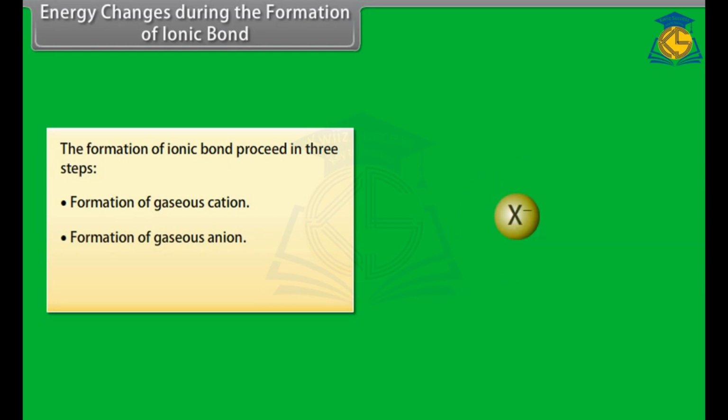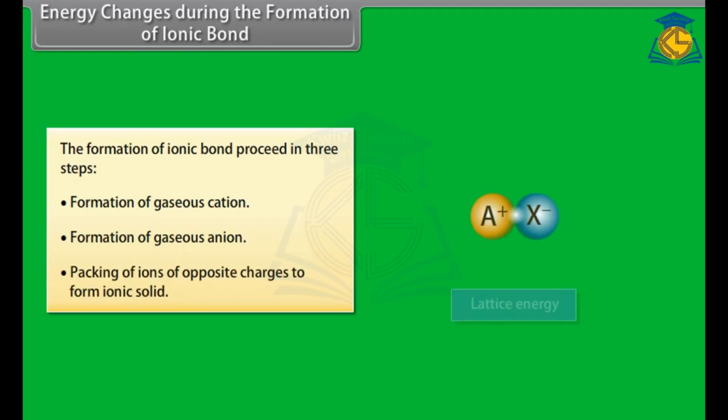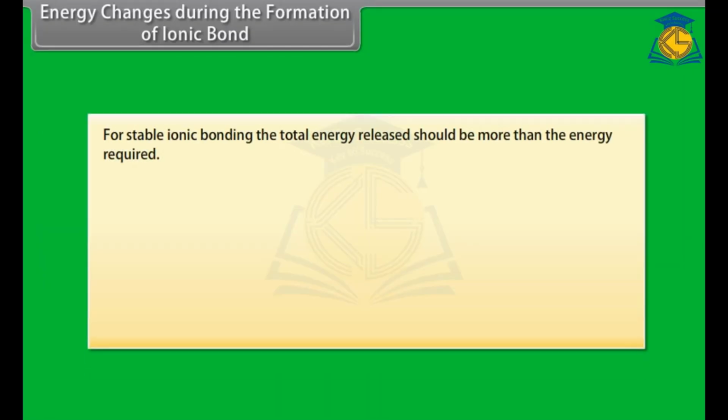The energy released from this step is called electron affinity. Step 3. Packing of ions of opposite charges to form ionic solid. The energy released in this step is called lattice energy. Now, for stable ionic bonding, the total energy released should be more than the energy required.